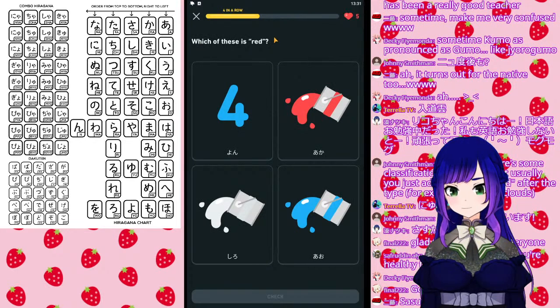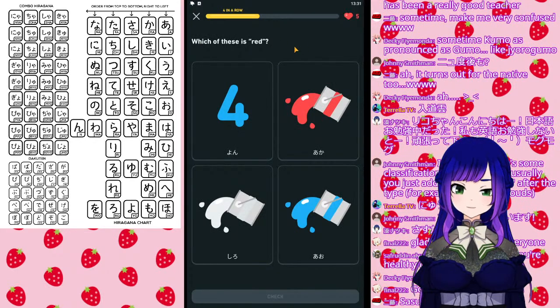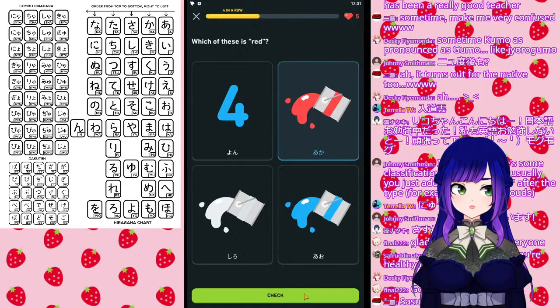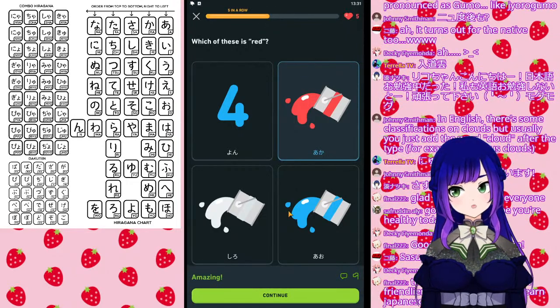Color names have come up. 赤 is red. 白 is white. 青 is blue. Okay, so 赤 is red. This app seems much friendlier than the app I used to learn Japanese.